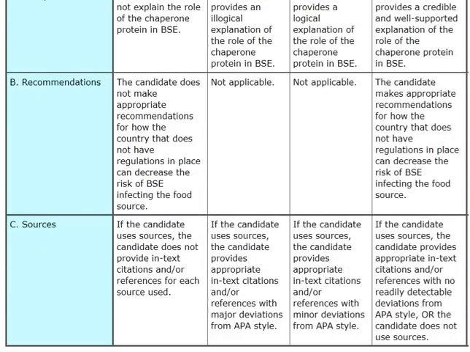So then the last content-based question is this recommendations question, where you're providing recommendations to this country that does not have recommendations in place on how they can decrease the risk of BSE infecting the food source. Now, it's okay for you to look to, say, the CDC website to see what recommendations they have for preventing BSE infecting the food source in the U.S. But for your recommendations, you're talking to a country that doesn't have a CDC. So you want to make sure that you're not referring back to the CDC in your recommendations.